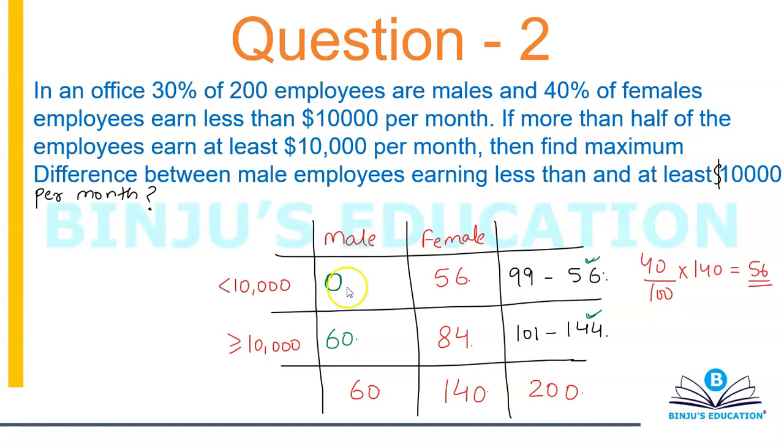We can do the opposite way also. Let's make male less than 10,000 maximum. So I'll have to take 99, so 99 minus 56 is 43.